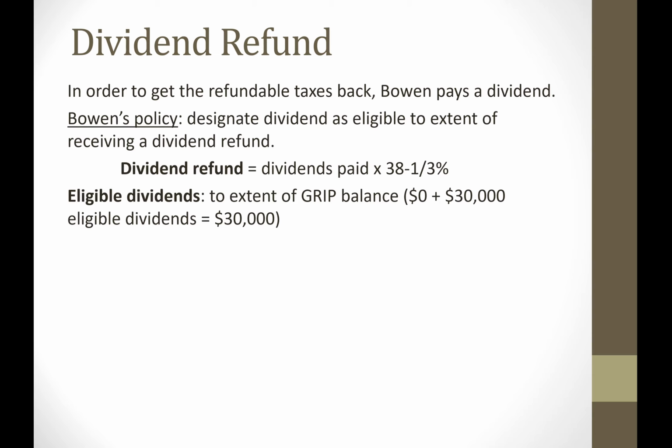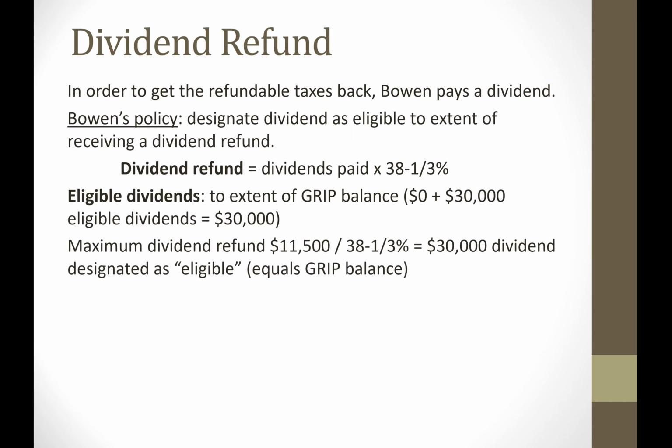Now, we also know that they only want to designate dividends as eligible to the extent that they will get a dividend refund. The maximum dividend refund they can get is the balance in the eligible RDTOH account. If we use the formula dividend refund equals dividends paid times 38 1/3%, we can determine what dividend they would have to pay to get the full amount back that is currently sitting in their eligible RDTOH account. So let's rearrange that formula. Currently, their eligible RDTOH account balance is $11,500. If we rearrange the calculation and divide that by 38 1/3%, we realize that they have to pay a dividend of at least $30,000 and designate that as eligible in order to get the maximum dividend refund back.